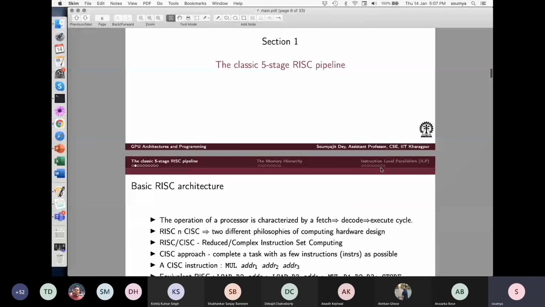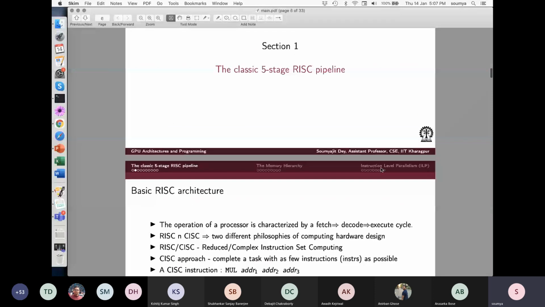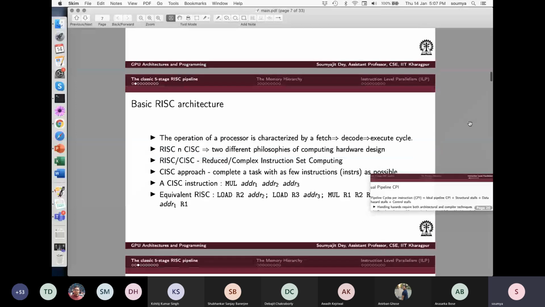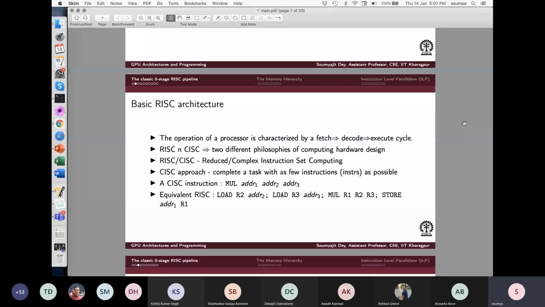So just before that, what we offered was a basic introduction to the classic RISC pipeline. As we know, in computer architecture there are two basic design approaches: reduced instruction set computing and complex instruction set computing. In complex instruction set computing, the idea is that you may have a significant number of instructions, and you may have specialized instructions for doing very special activities.